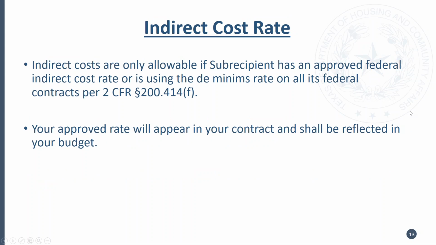For the indirect cost rate, I know this doesn't necessarily apply to everybody, indirect costs are only allowable if the subrecipient has an approved federal indirect cost rate or is using the de minimis rate on all its federal contracts. Your approved rate will appear in your contract and shall be reflected in your budget.